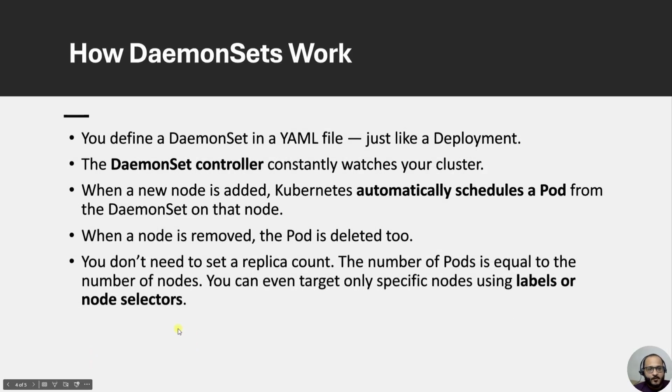Now let's see how DaemonSets work. We generally define a DaemonSet in a YAML file, just like our deployment manifest file, and the DaemonSet controller constantly watches your cluster, getting responses from the API server. As soon as it finds a new DaemonSet file, it will automatically schedule a pod from the DaemonSet on the nodes. So if we have 5 nodes running, it will schedule 5 pods, one on each node. One pod, one node, in simple words.